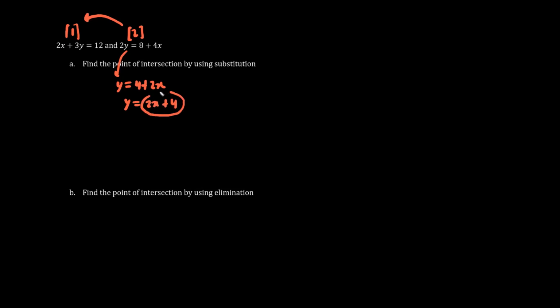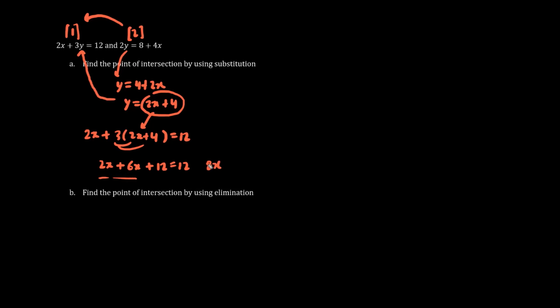We're going to substitute this line equation, this y value, into this y value here. So plugging it in, we have 2x plus 3 times y, which is 2x plus 4, equals 12. We have one equation and just one unknown variable x. We can do this. We'll use distribution. 2x plus 6x plus 12 equals 12. 2x plus 6x is 8x.